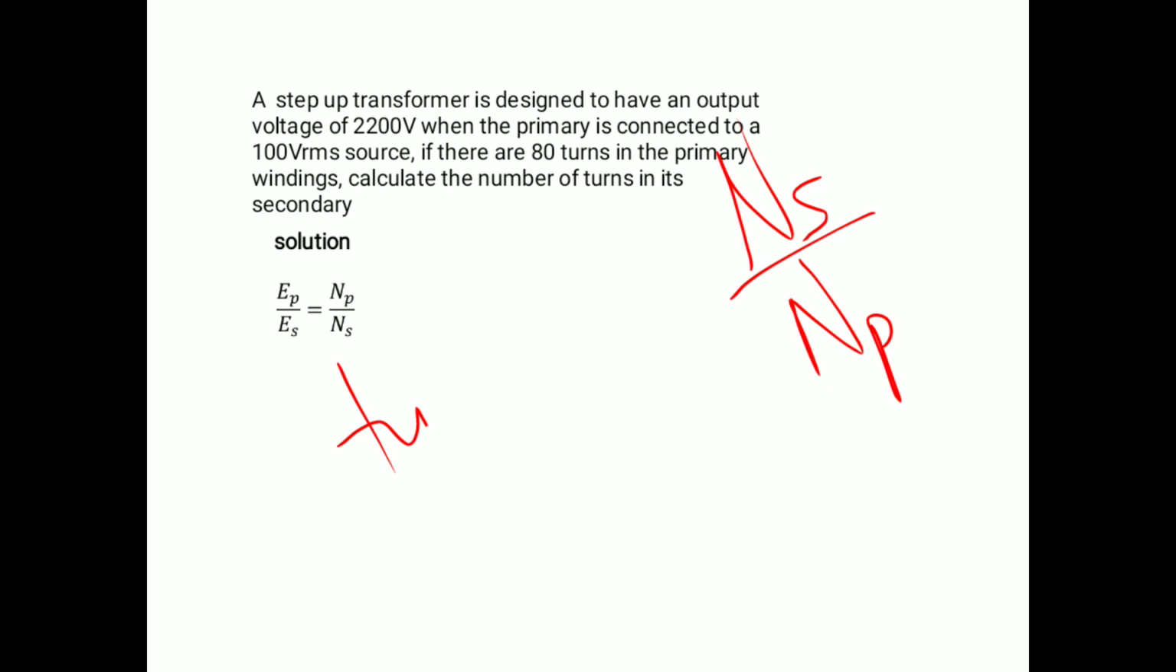So here you can see EP over ES is equal to NP over NS. But I want to make something a little clearer. If you're asked to find the turn ratio, please always note that turn ratio means the number of turns in the secondary coil divided by the number of turns in the primary coil. That's if you're asked to find the turn ratio. So please note that. But in this case, this is not the case.